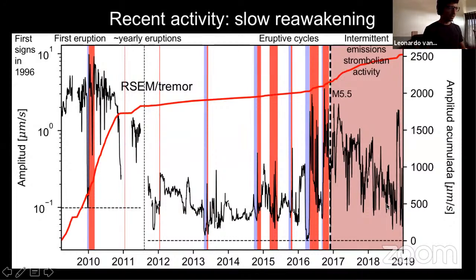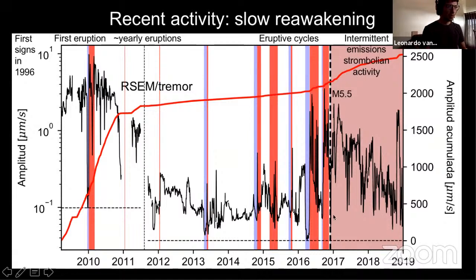This is the same time range, but I am showing, let's say, the background tremor. This is the RSAM amplitude of the seismic signal. And what is important here is that we have these drops of the tremor, of the amplitude of tremor, before some of the eruptions. For example, here in 2010, before the first eruption, or here in 2013, or here before the 2016 eruption.